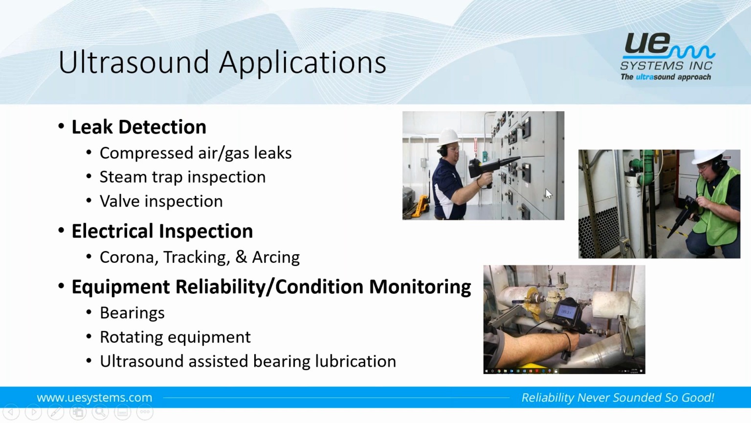So we're just simply scanning the seal around the door here. You've got some louvers, vent openings. And if we have those types of faults, that sound will exit out wherever there's an opening. So we're forewarned about any potential problems before we have to open up this equipment to do any kind of visual or, say, an infrared scan. And then equipment reliability and condition monitoring. That's going to be bearings, rotating equipment, and then ultrasound-assisted bearing lubrication, where we can listen to the bearing while we're applying grease to make sure that we're not over lubricating, or to make sure that we're applying enough grease to that bearing.